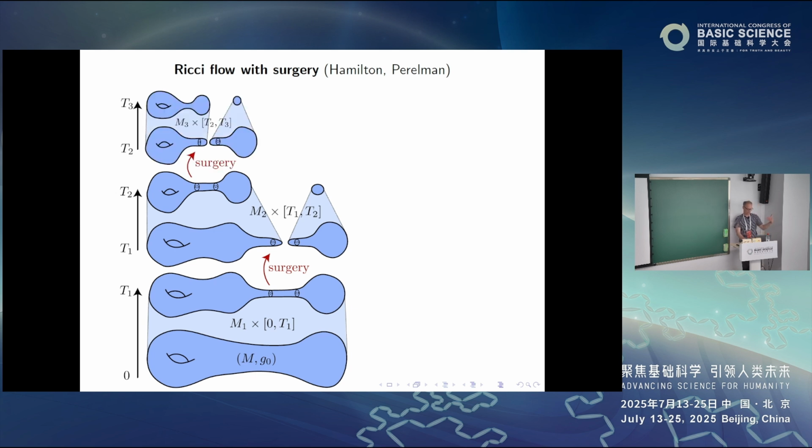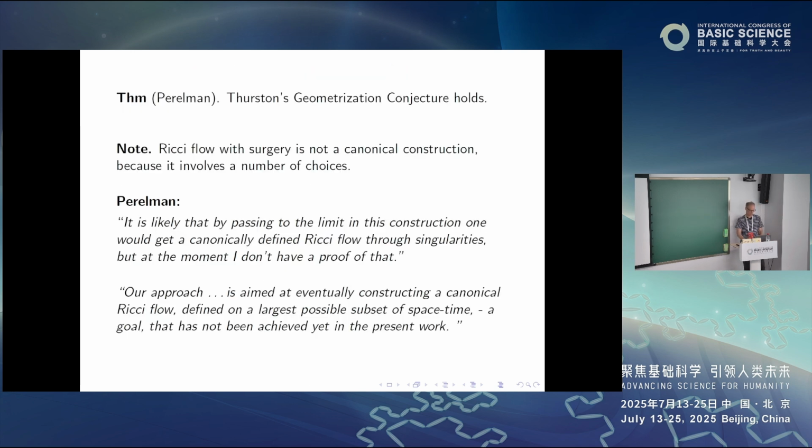So this is an alternating process. You alternate between Ricci flow and this surgery. This has spectacular application. So this is what Perelman used to prove the geometrization conjecture. Which is terrific, right?